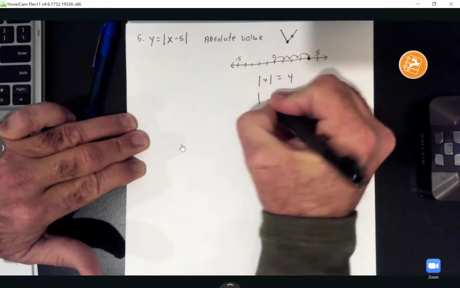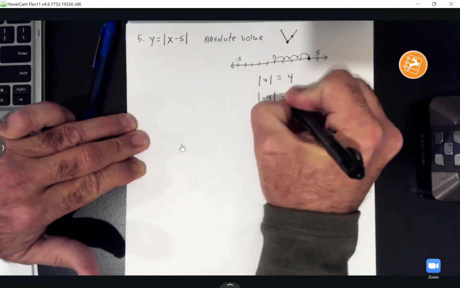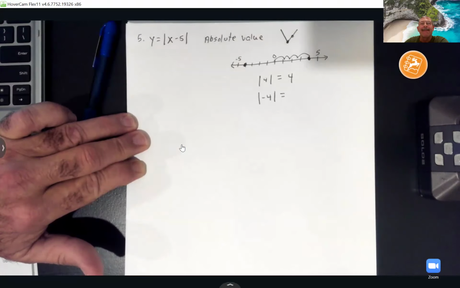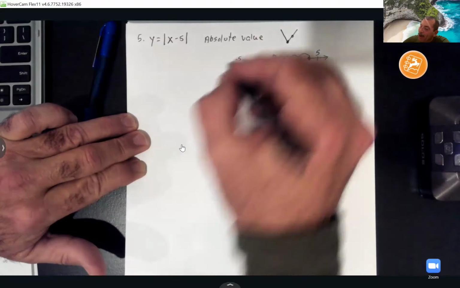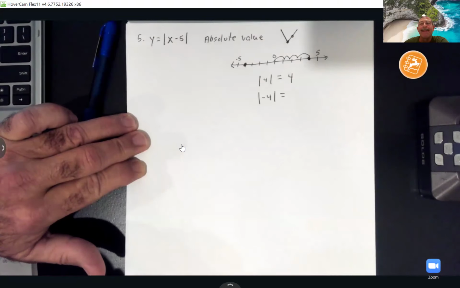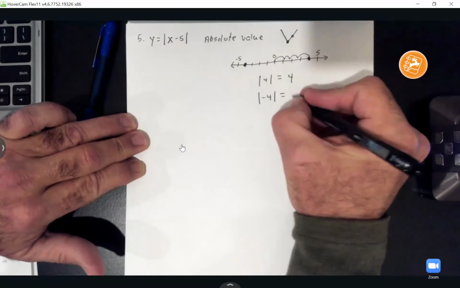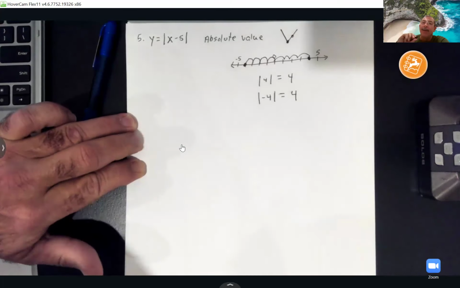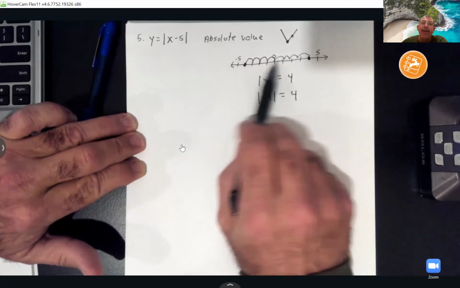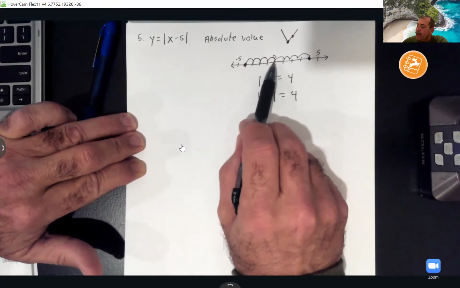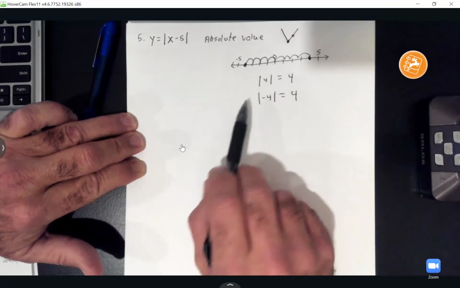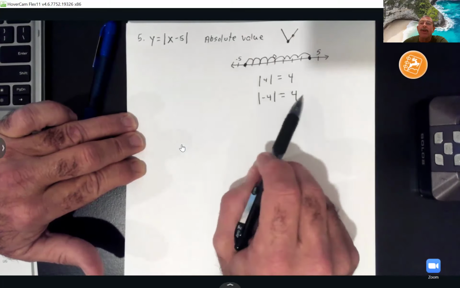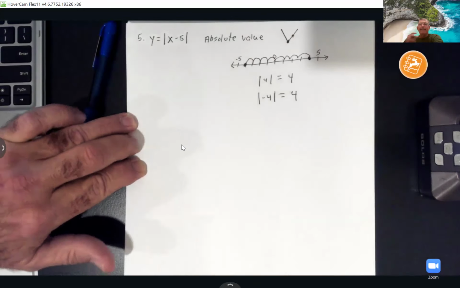Well, let me ask you this. What's the absolute value of -4? How far is it from 0? 4 places. So 1, 2, 3, 4. Remember, absolute value doesn't care whether you're negative or positive. It just wants to know how far from 0 you are. So y'all notice, no matter what number's inside these pipes here, it will come out positive, okay?